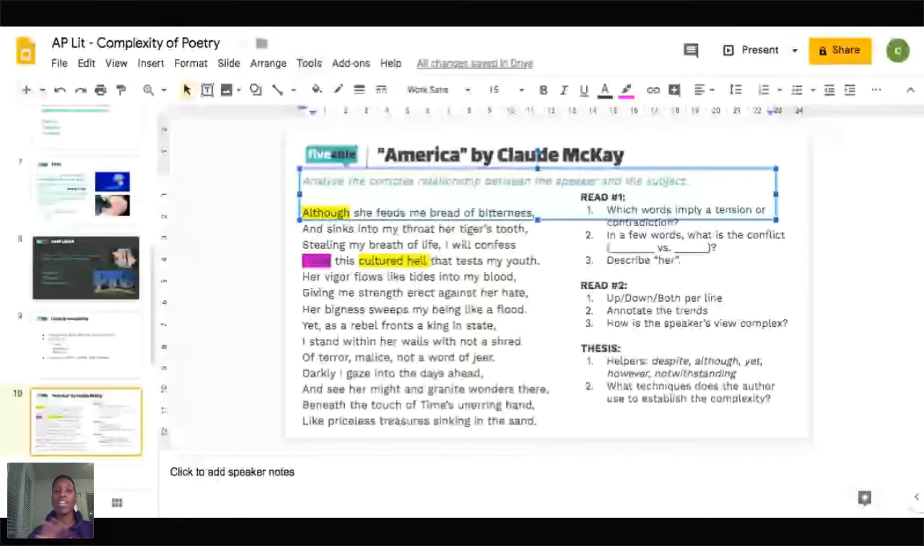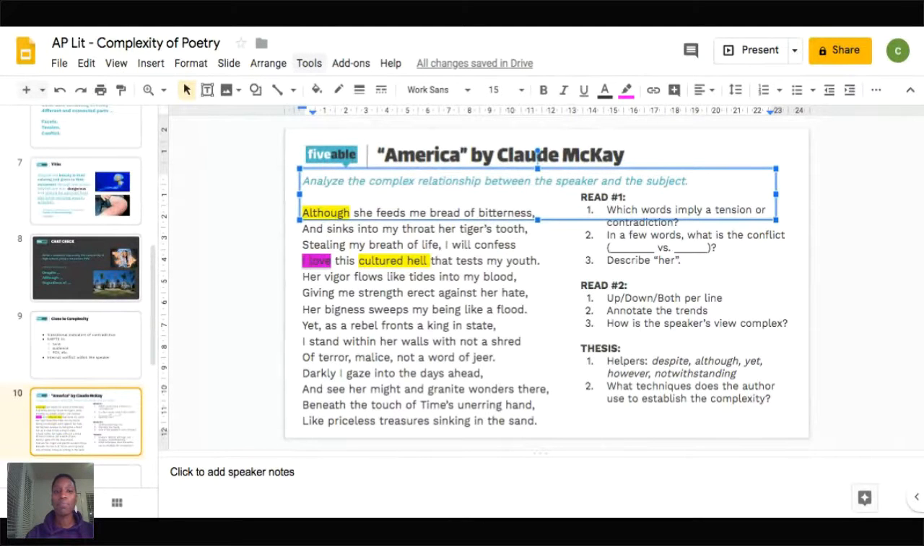And so if we continue to find yellows that are contradiction, and then the pinks are going to be the things that are positive, and then we can definitely look at what that means. So if we know that there's bread of bitterness, however, right, the speaker loves this cultured hell, and we see that the next line after the cultured hell line, "her vigor flows like tides into my blood." So that's an excellent thing, right? We want to be vigorous. We want to have vigor flow into our tides. But the next line again has a paradox in it, "giving me strength erect against her hate."